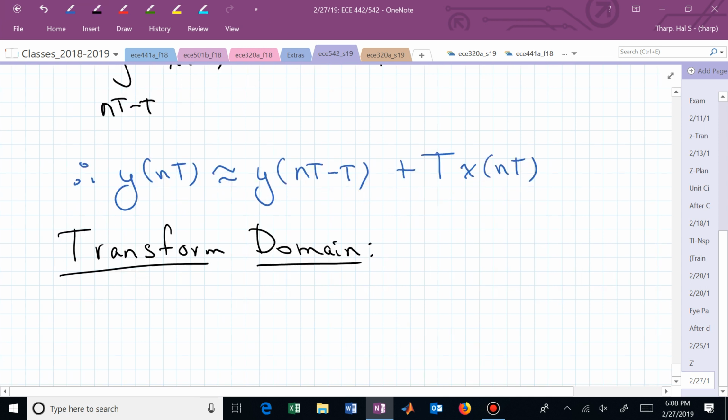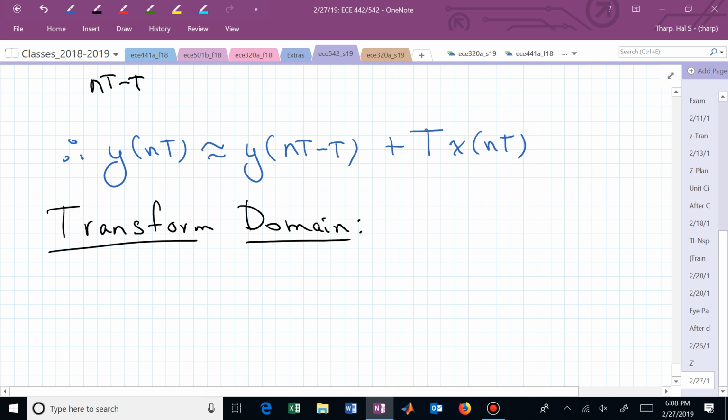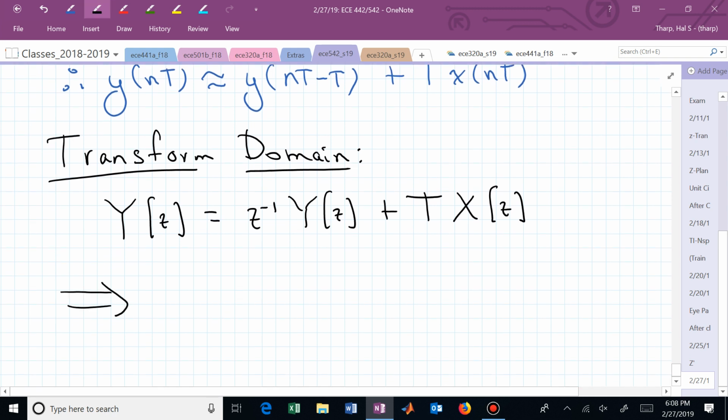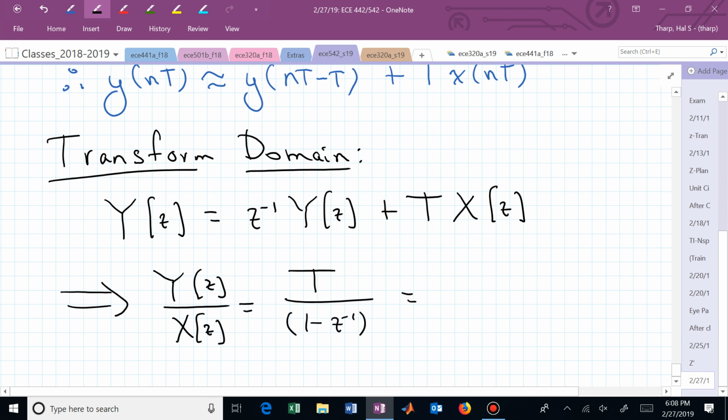Going through similar steps that we've already done for the forward rule, if we take this into the transform domain, we have Y of z equals z to the minus 1 Y of z plus T X of z. Or our transfer function Y of z over X of z is now T over 1 minus z to the minus 1, or multiplying both top and bottom by z, we end up with T z over z minus 1.